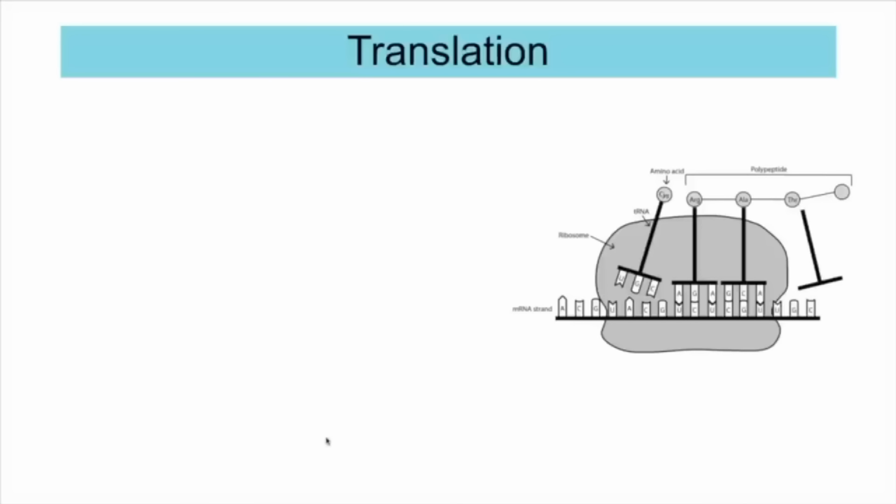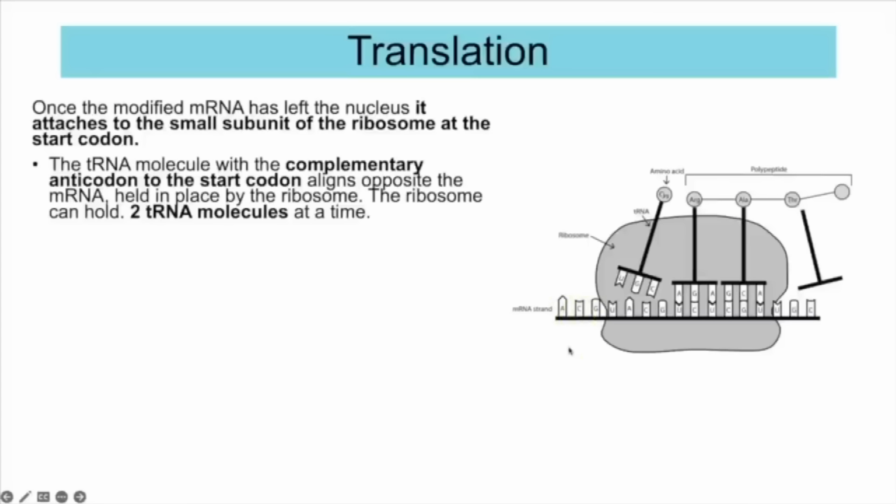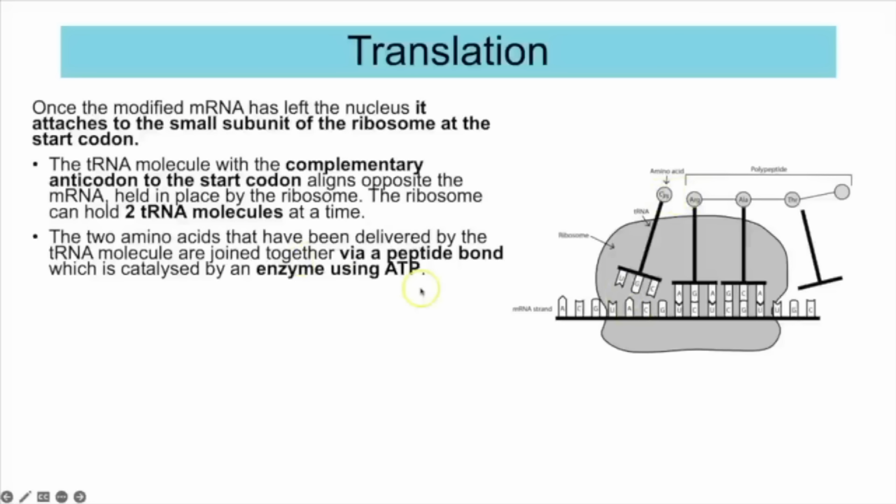Second stage of protein synthesis, which is translation. So that modified mRNA has left the nucleus through the nuclear pore, and then it attaches to the small subunit of the ribosome at the start codon. The tRNA molecule with the complementary anticodon to the start codon aligns opposite the mRNA, and that is held in place by the ribosome. And as we can see here, the ribosome can hold 2 tRNA molecules at a time, and once the peptide bond is formed, the previous tRNA molecule is detached, and the ribosome then moves along. So that's what we can see in that image.